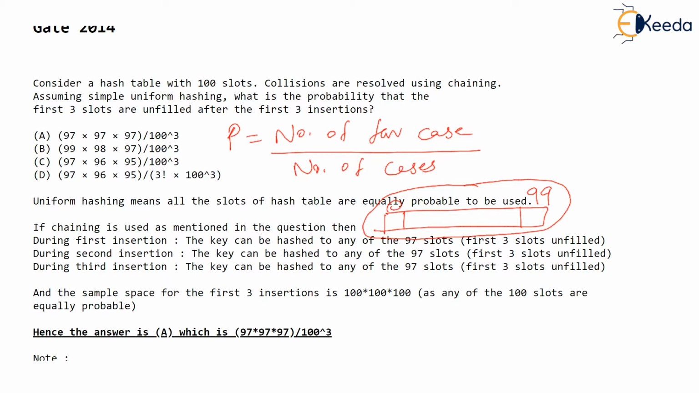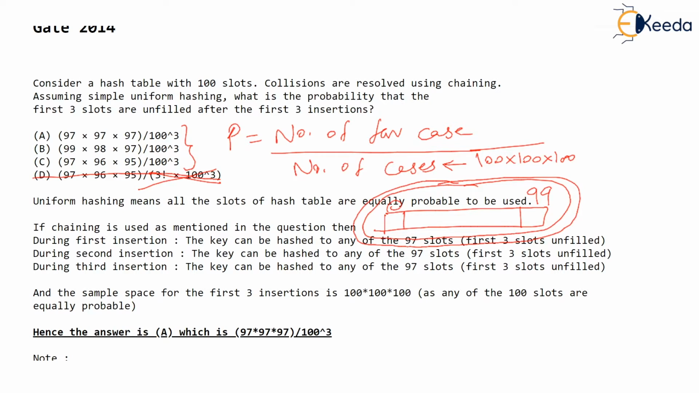Now assume we are inserting the second key. Where will that second key go? It can go to any of the 100 addresses because all the 100 addresses are equally likely, and the same is the case with the third key. The third key can also go to any of the 100 addresses. So the number of cases, actually the sample space, will be 100 into 100 into 100. That is 100 cube, and that means 3 factorial upon 100 cube. The fourth option given is not possible. First three options are obviously possible because the sample space given is 100 cube, isn't it so?